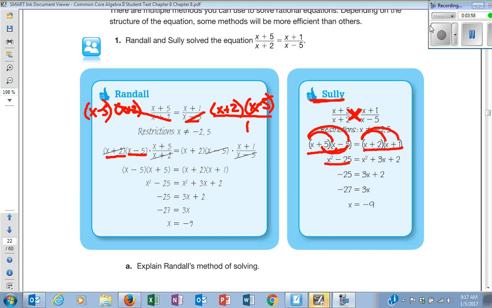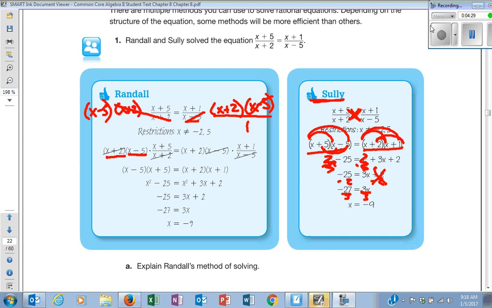Distribute this out, and you get to this. Then he says, okay, let's combine like terms. When he minuses x squared from this side, he minuses x squared from this side. This cancels out, this cancels out. So he's left with just a negative 25 equals 3x plus 2. He then subtracts 2 from this side, subtracts 2. A negative 25 and a negative 2 is negative 27 equals, this is gone, so just 3x. He divides by 3, and gets x equals 9.